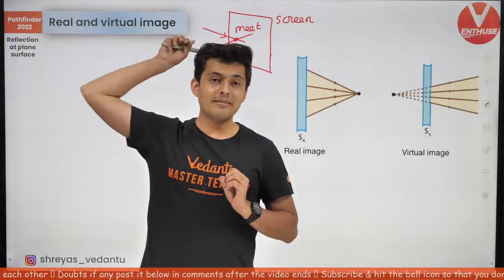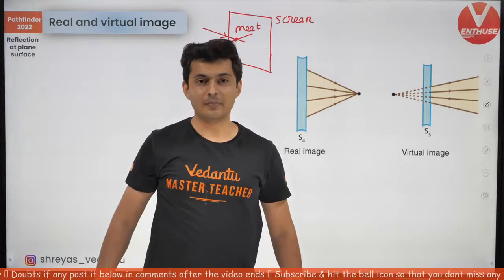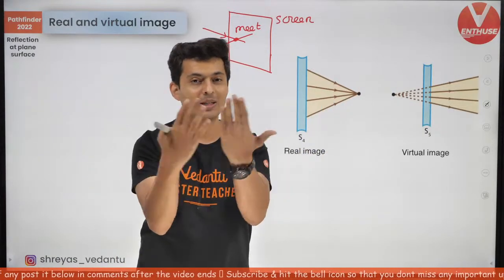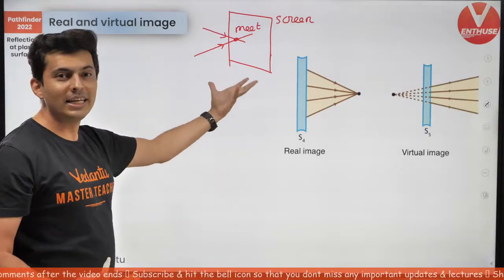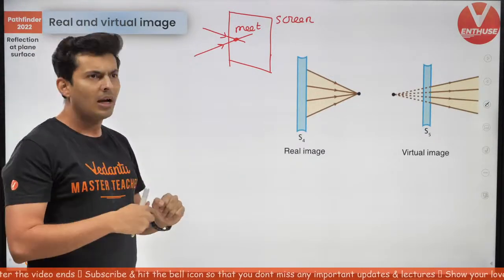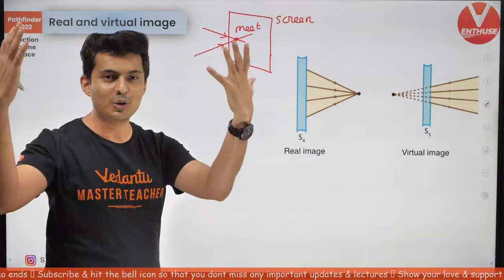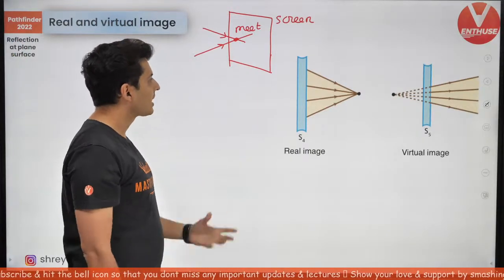So those rays, they meet on the screen. That's where the image is formed. Without the screen, you would not be able to see it clearly. So that's why you need a screen to see that. Otherwise, it will be very difficult for you to see the movie, obviously.